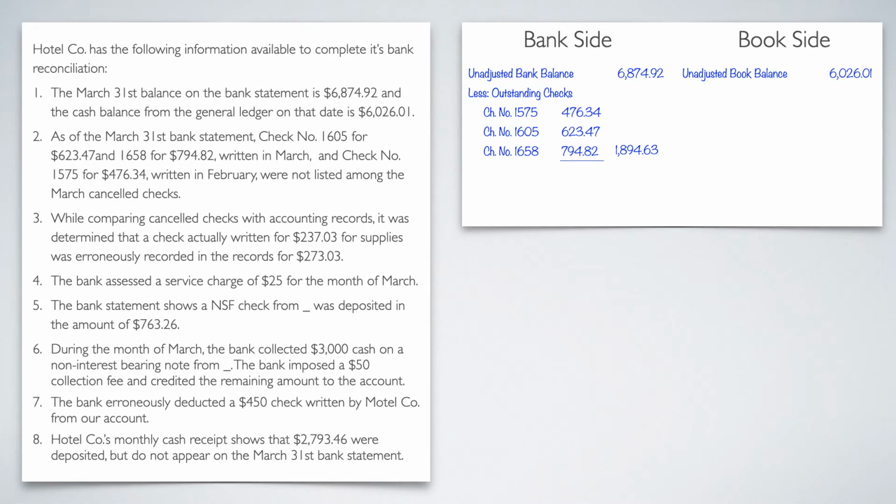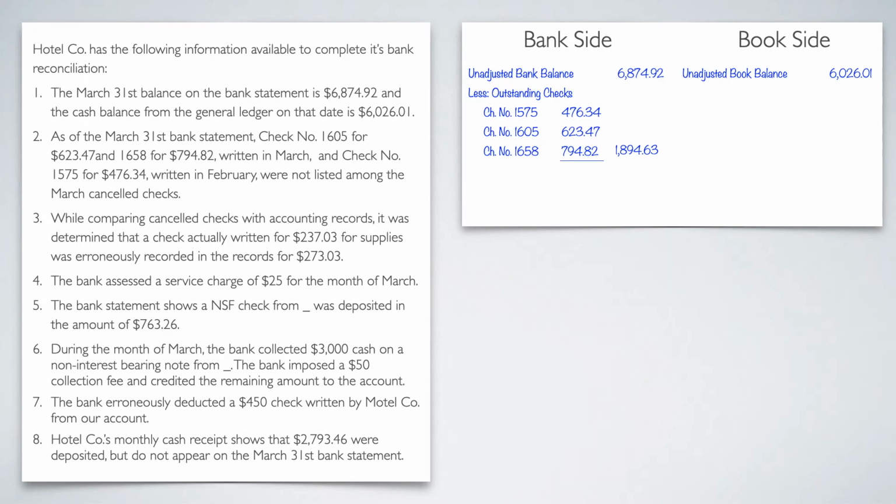Now let's go to part three. Part 3 says, while comparing canceled checks with accounting records, it was determined that a check actually written for $237.03 for supplies was erroneously recorded in the records for $273.03. So what happened is we wrote a check for some supplies. And the check that we wrote was actually correct. We wrote it for $237.03.